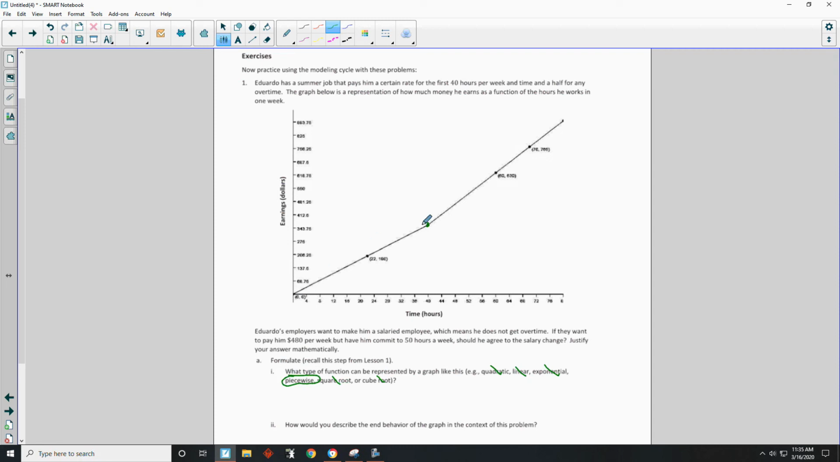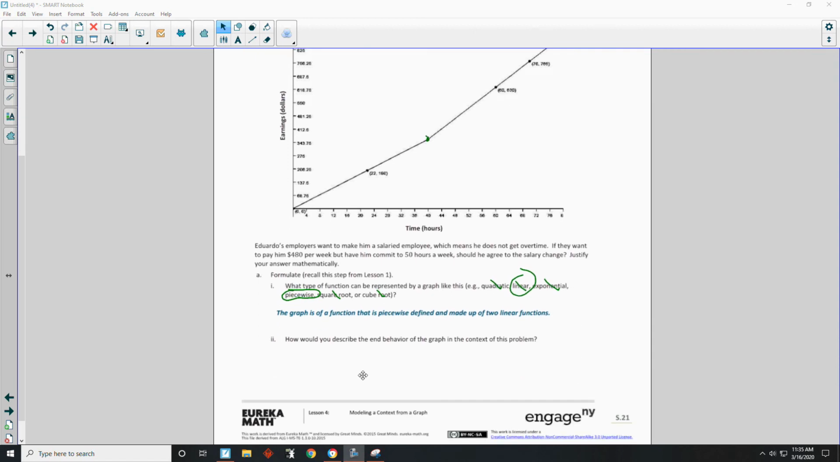Okay, we have two pieces that are both linear. So the graph is a function that is piecewise defined and made up of two linear functions. Okay, so there it is. Piecewise defined, made up of two linear. Okay, continuing on, part 2.